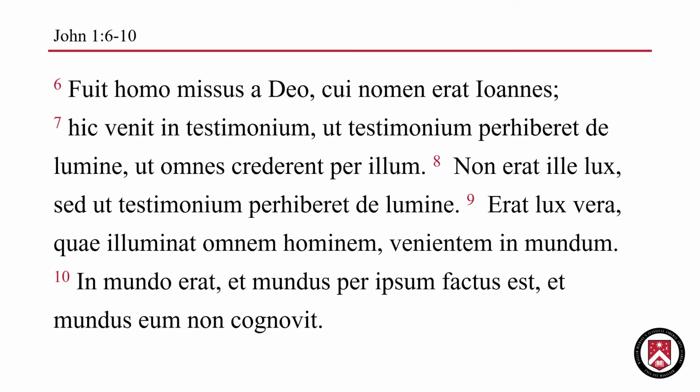Qui is a pronoun that means for whom. It refers back to homo. For whom, nomen, the name, erat, was, Ioannes. Ioannes is the Latin form of the English name John. There was a man sent from God, for whom the name was John.